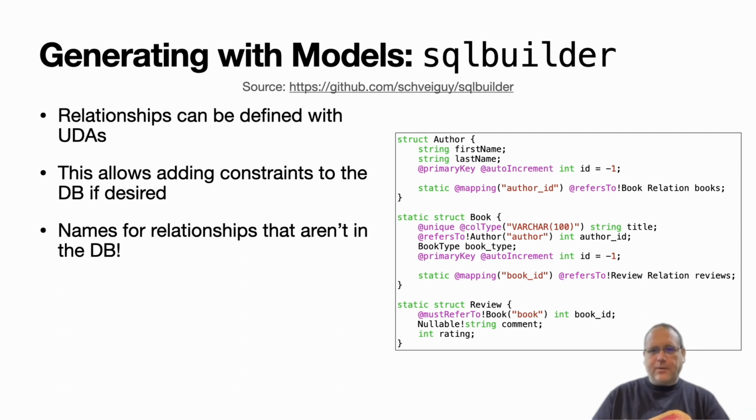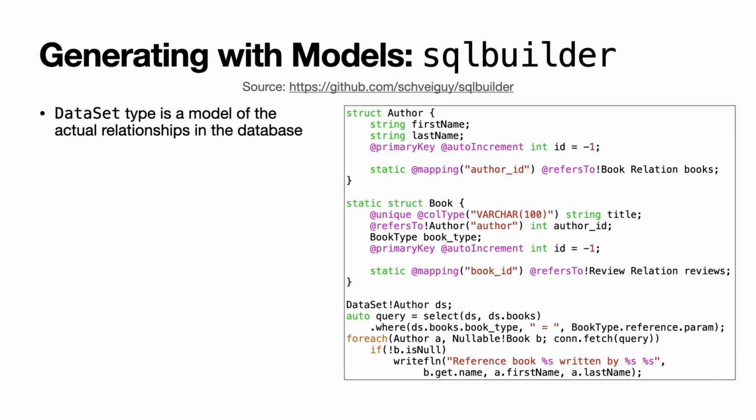So when I say, let me ask for all the books that an author wrote, I have an actual field that's called books. When I ask for the author of a book, well, I don't have a field, I have this UDA. But you'll see in a minute that we're going to use this model to implement how that works.